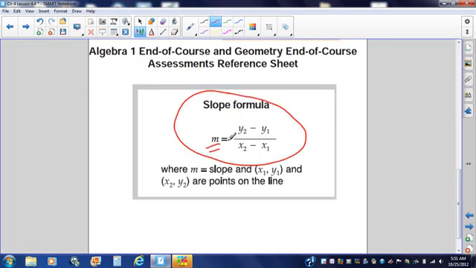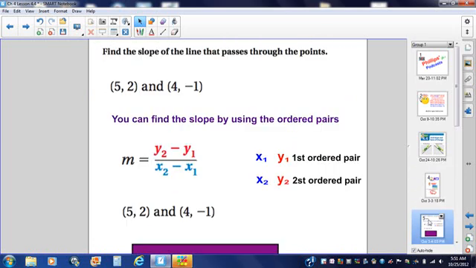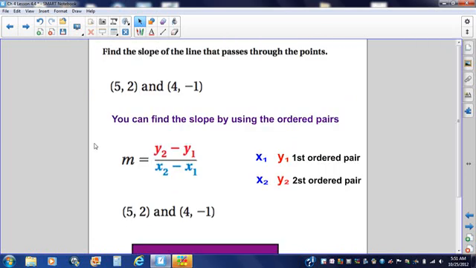Remember, slope equals y2 minus y1 over x2 minus x1. So don't stress out. You don't have to memorize it. It'll be on your reference sheet, but you do have to know how to use it. So let's do an example. If you would, please write down the ordered pairs (5, 2) and (4, -1). We're going to find the slope of that line that passes through these points.